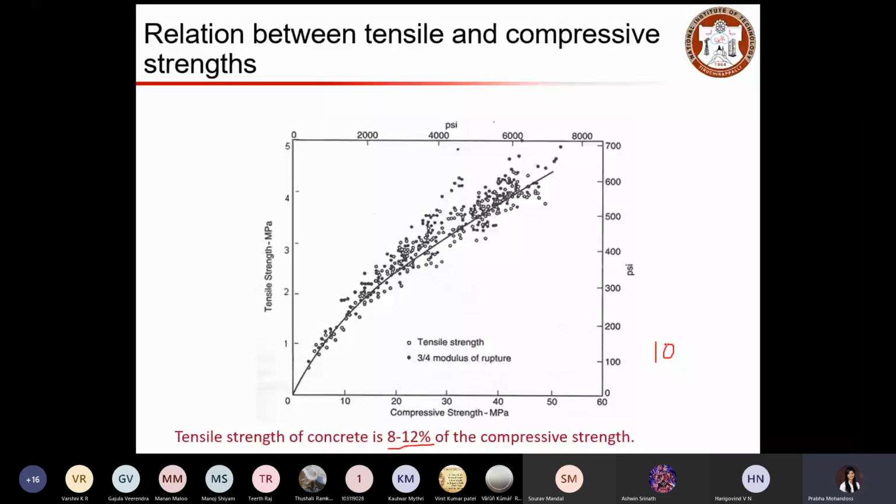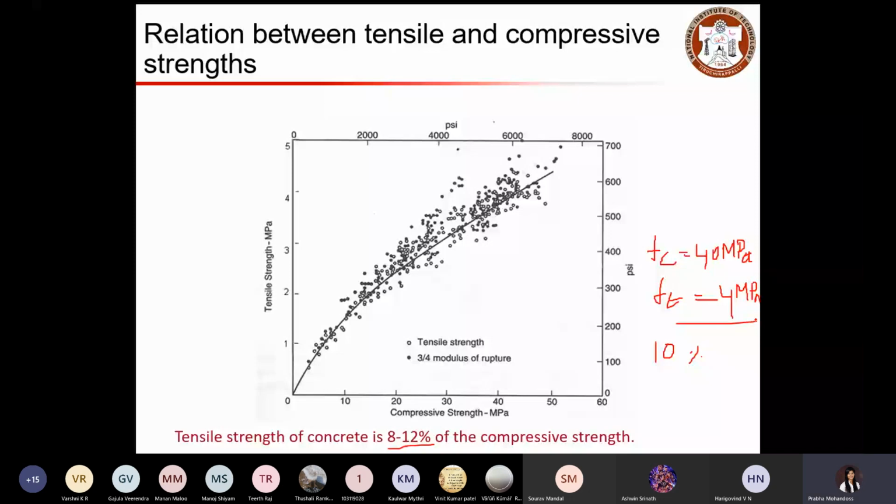So if your fc is about 40 MPa, then you can empirically calculate your ft, that is your tensile strength. So that would be 4 MPa, 10 percent of your compressive strength. So if you cannot do the indirect tension test or direct tension test, if you know the compressive strength, then you can obtain the tensile strength of the concrete.